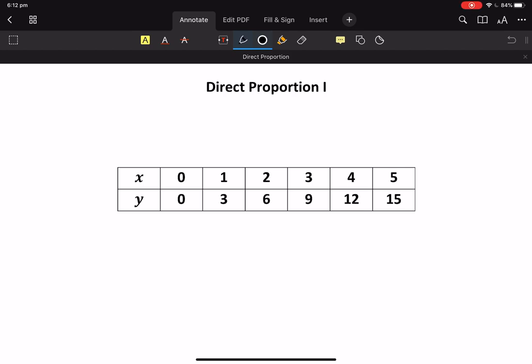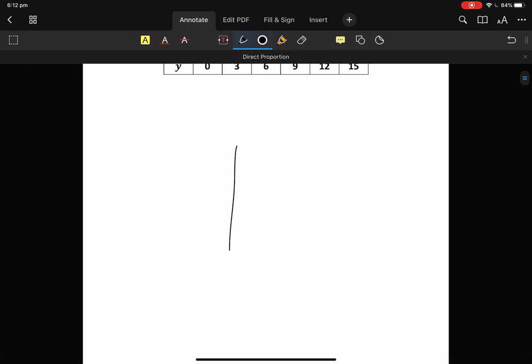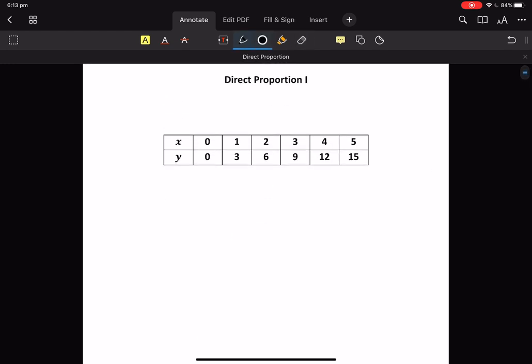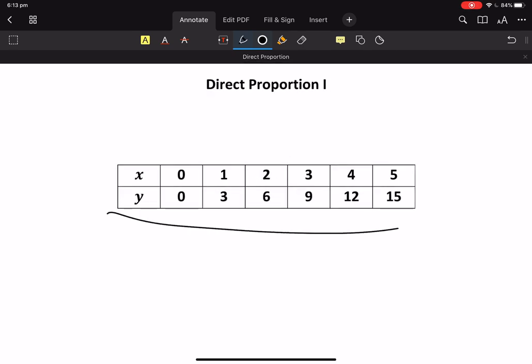Okay, direct proportion. Direct proportion is nothing more than a straight line. So we're thinking from grade 8, y equals mx plus c, but because it goes through the origin, there's no c, or c is 0. So it's just a little different, but also just pretty basic as well. So you remember with a straight line, we have this pattern in a table of values.